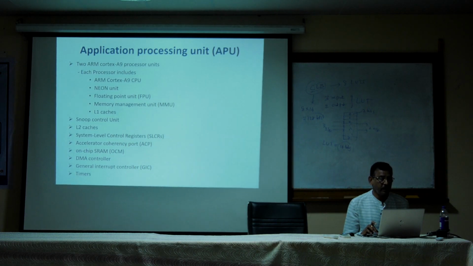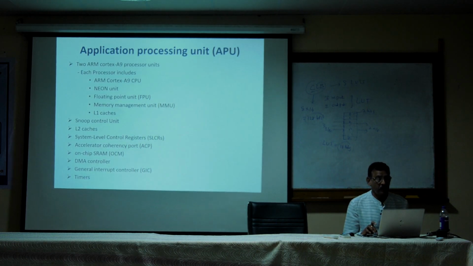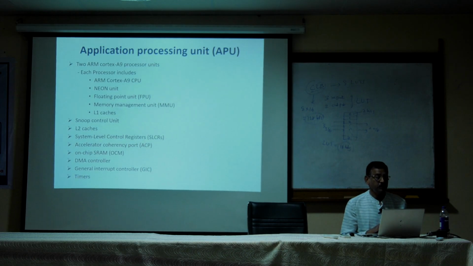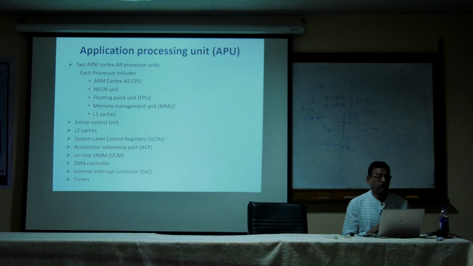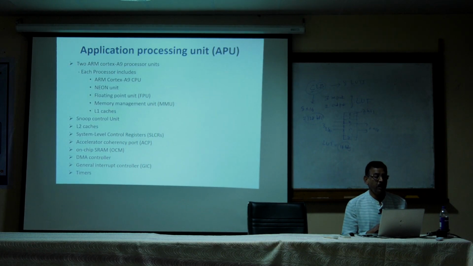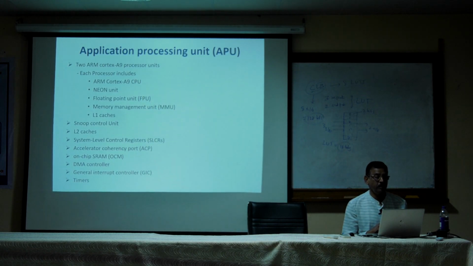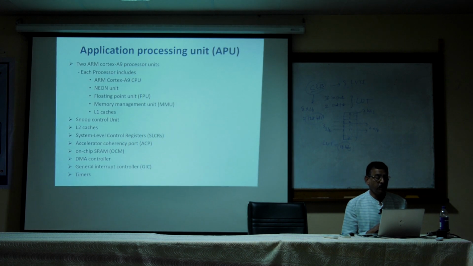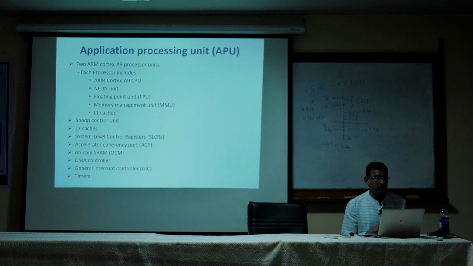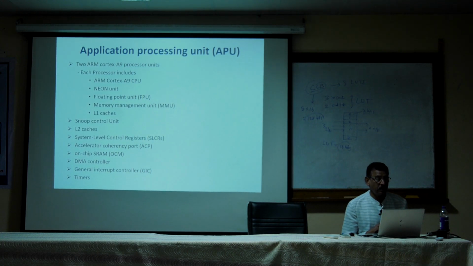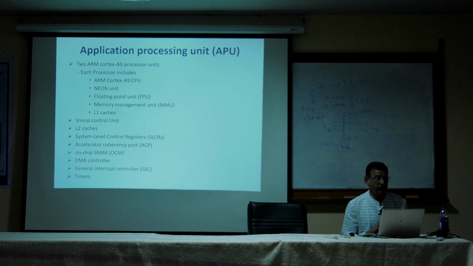Okay, the same thing is shown once again here. If you see the APU, each APU internally contains the ARM Cortex-A9 CPU, Neon unit, floating point unit, memory management unit, L1 cache. The snoop controller is cache related, then L2 cache, system level control registers, accelerator coherency port, on-chip SRAM, DMA controller, general interrupt controller, timers.